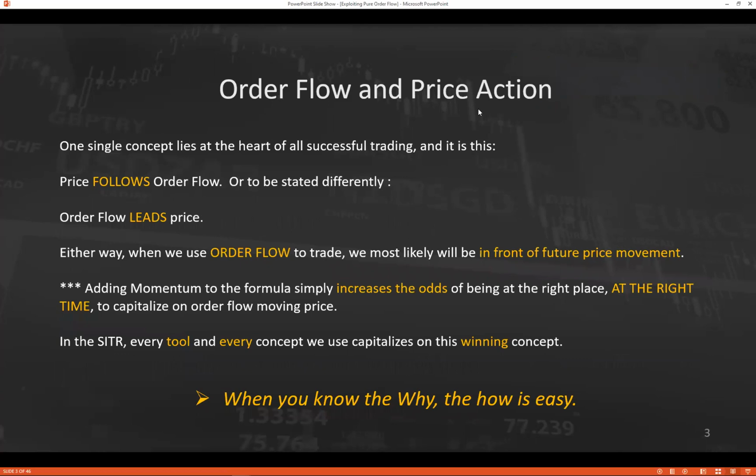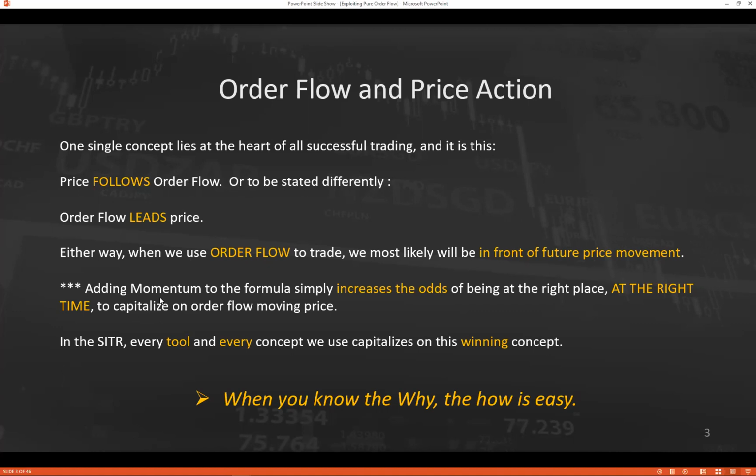Order flow and price action. One single concept lies at the heart of all successful trading. That's a pretty broad statement, but it's true. And it's simply this. Price must follow order flow, and it does. Price follows order flow. Not volume per se, but order flow. Or if we want to state that differently, order flow leads price. Either way, when we use order flow to enter the market and trade, we most likely find ourselves in front of future price movement. Now, if that sounds like something you're looking for, then stay with us.